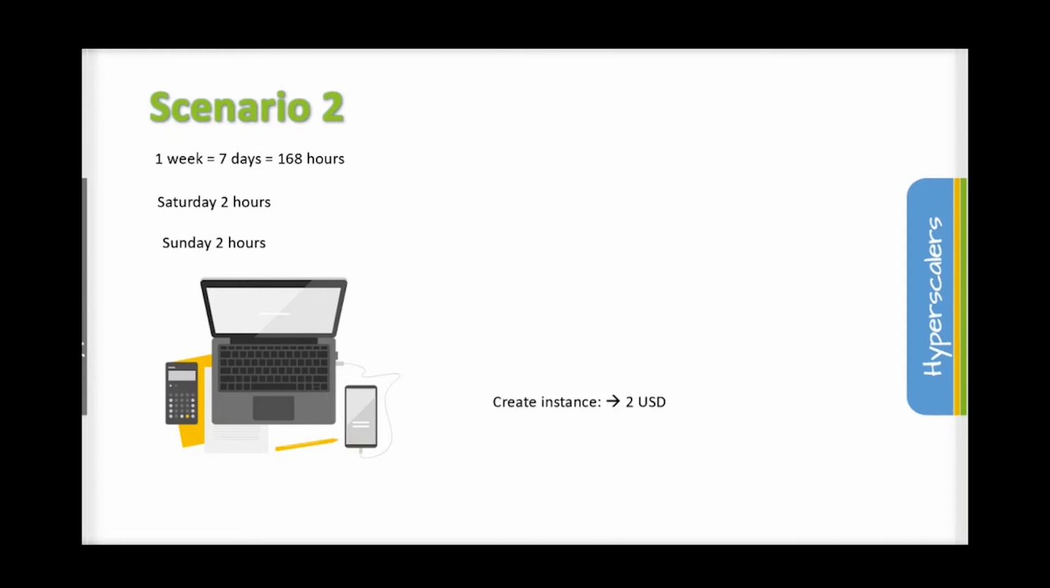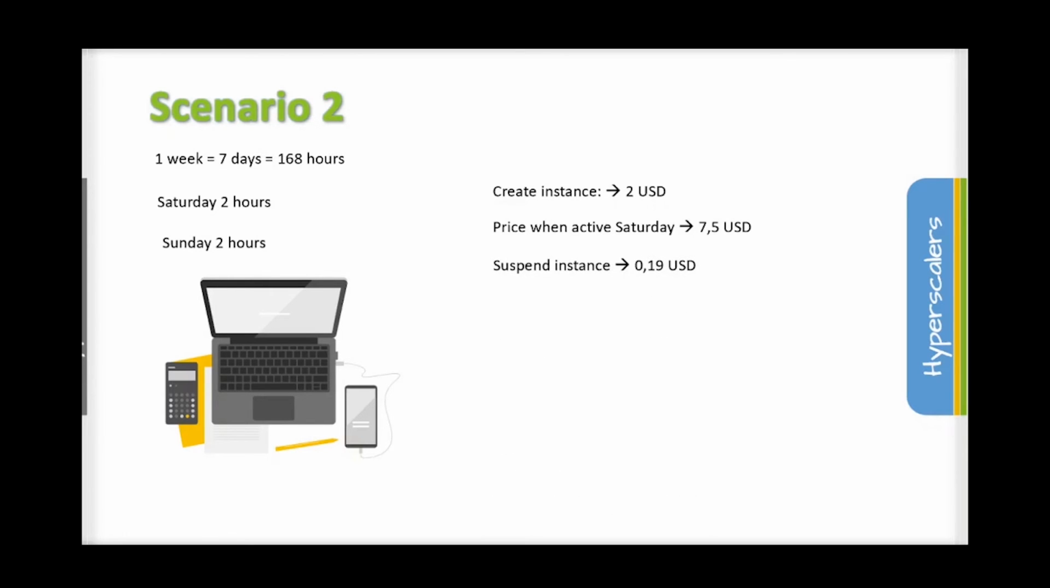Let's see. Creating an instance, $2. Price of the 2 hours of use on Saturday, $7.50. After you finish, you suspend the instance, 19 cents. You need to keep the instance suspended for 24 hours. That means $3.35. On Sunday, you will reactivate the suspended instance.